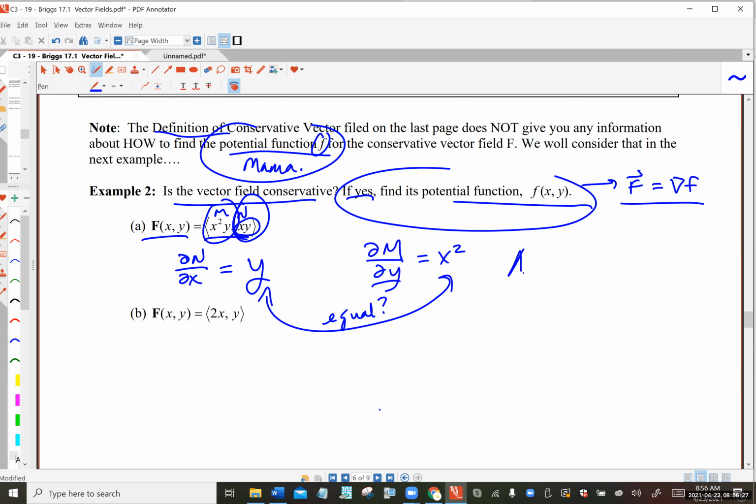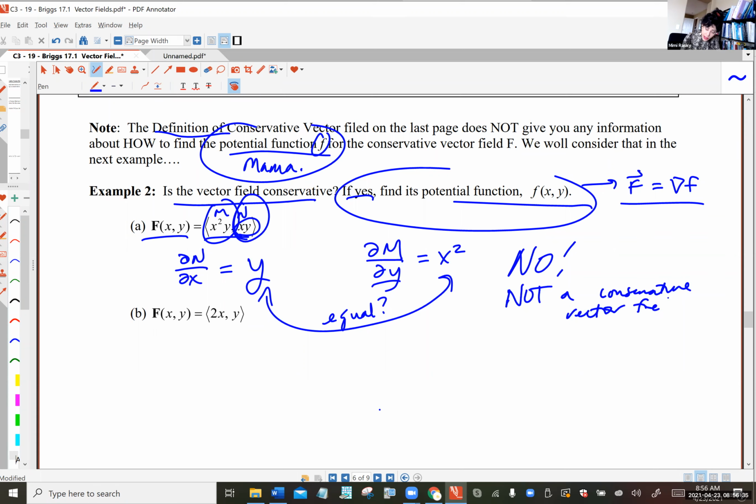No! So this is not a conservative vector field. It's a lovely vector field, and we can talk about it, and we could even graph it if they wanted us to, but I don't feel like it. But it isn't conservative. So you're not going to go find mama. You're not going to get a potential function because none exists.